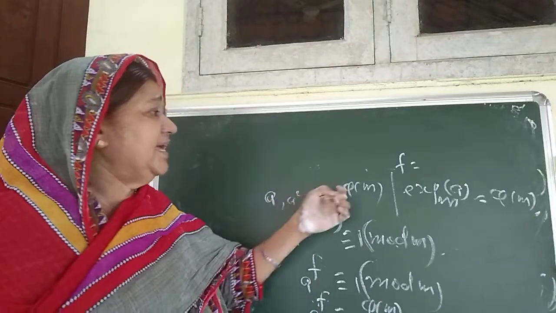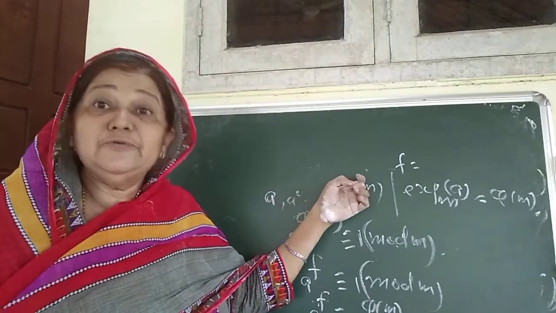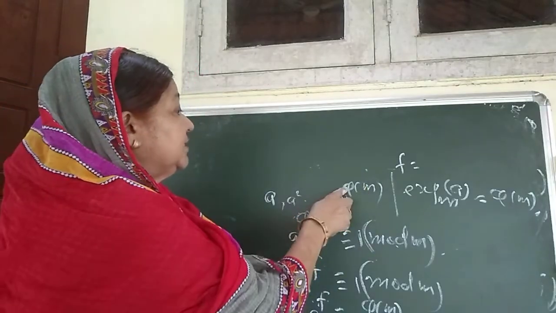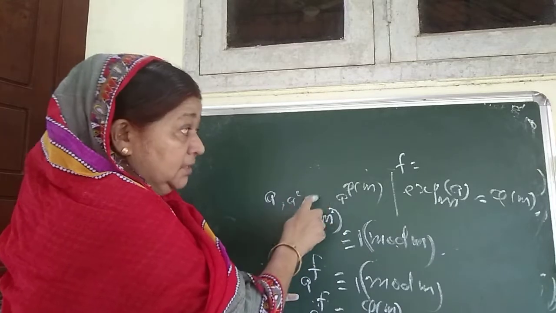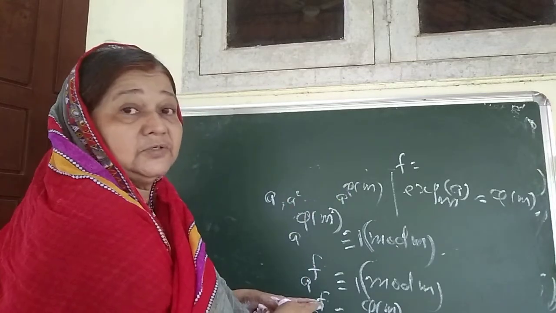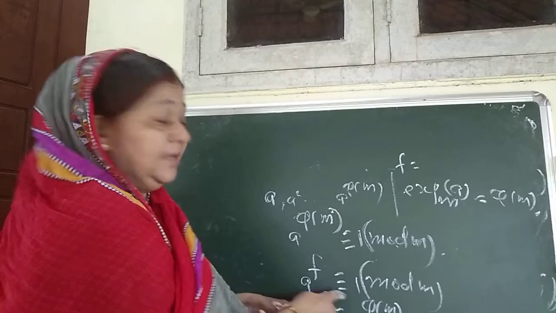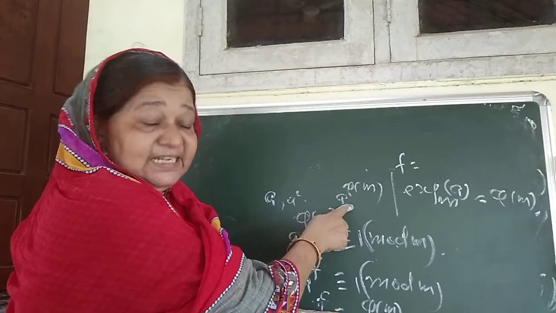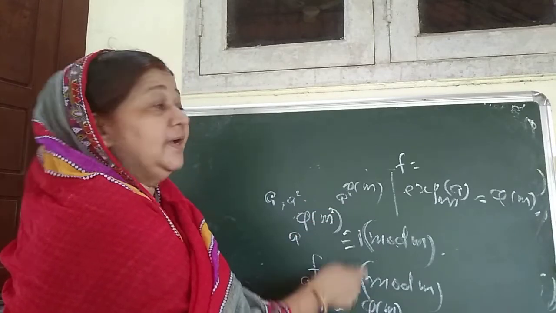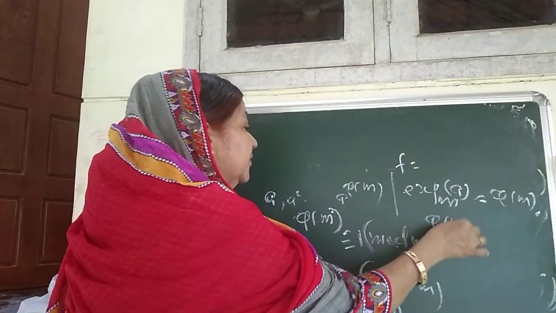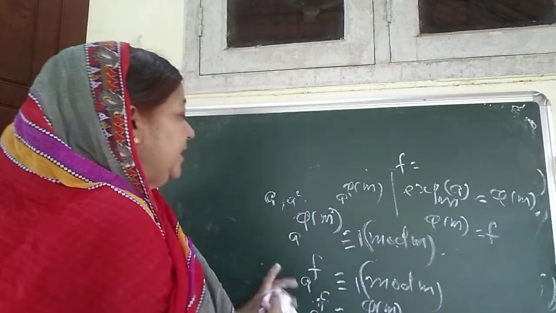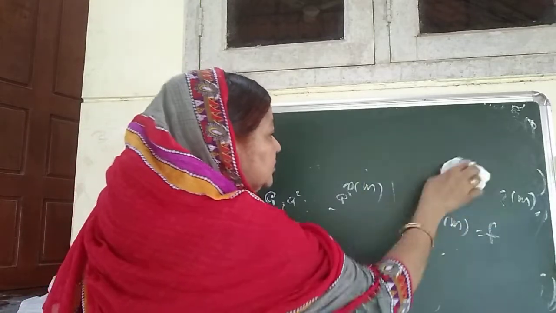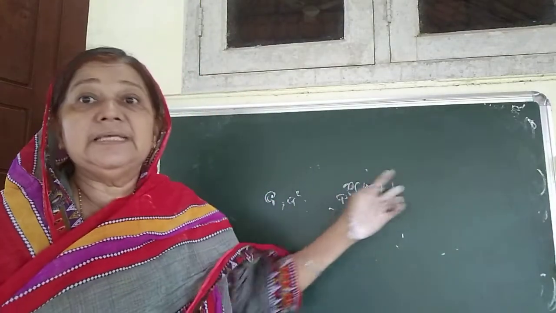a, a square, etc., a raised to φ(m) are a reduced residue system. Therefore, the only condition for a reduced residue system is that a, a square, etc. are distinct. So we have seen that φ(m) equals the order. Therefore, we have a, a square, etc., a raised to φ(m) form a reduced residue system if a is a primitive root.